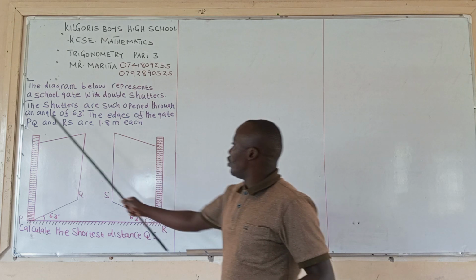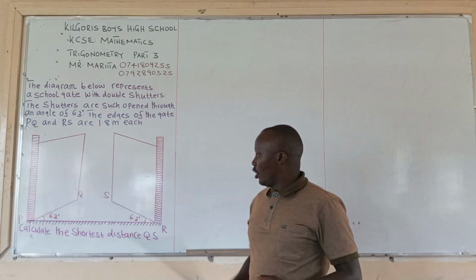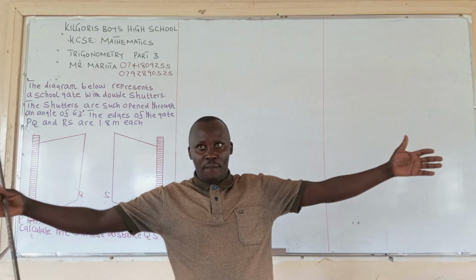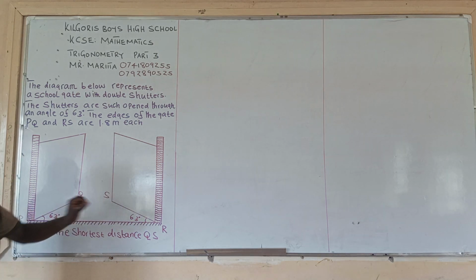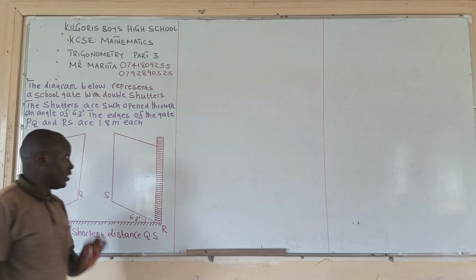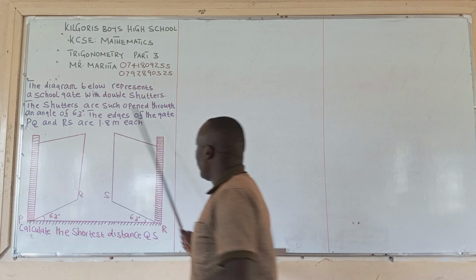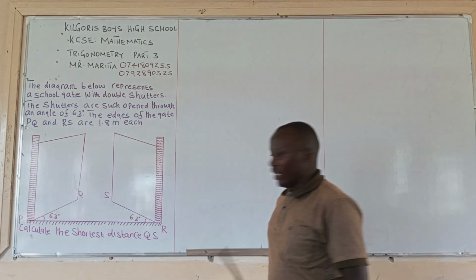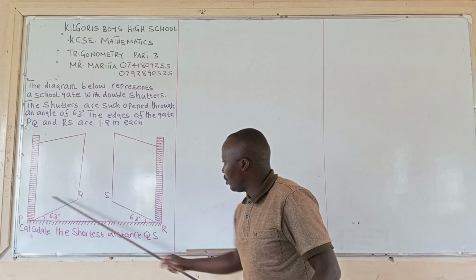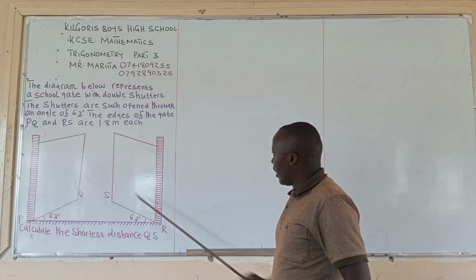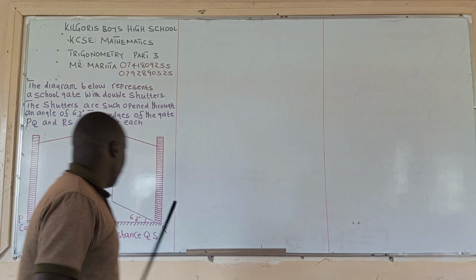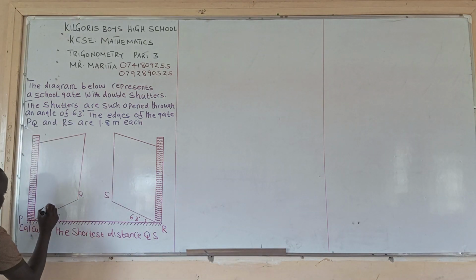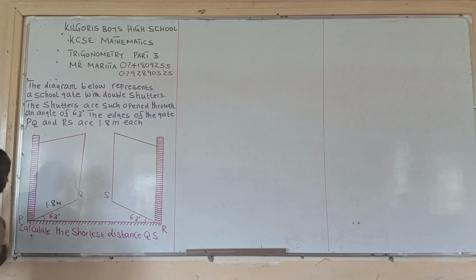The shutters are opened through an angle of 63 degrees. The edges of the gate, that is PQ and RS, are 1.8 meters each. So it means that this one here is 1.8 meters.